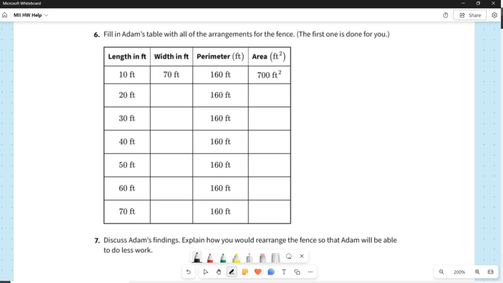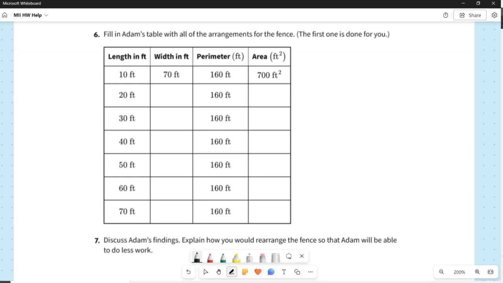Now notice that length, width, and perimeter are all given in terms of feet because length, width, and perimeter are all one-dimensional units of measurement. Area is a two-dimensional unit of measurement, so those units are square feet or feet squared. And again, we can see here that the first one was done for us, and so the 10-foot by 70-foot rectangle has an area of 700 square feet. Now, we have to fill in this table.